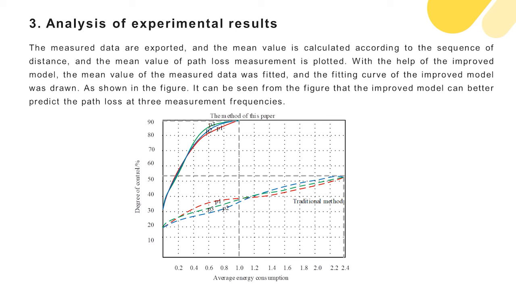The measured data are explored, and the mean is calculated according to the sequence of distance, and the mean value of path loss measurement is plotted. With the help of the improved model, the mean value of the measured data was fitted, and the fitting curve of the improved model was drawn. As shown in the figure, it can be seen that the improved model can better predict the path loss at 3 measurement frequencies.